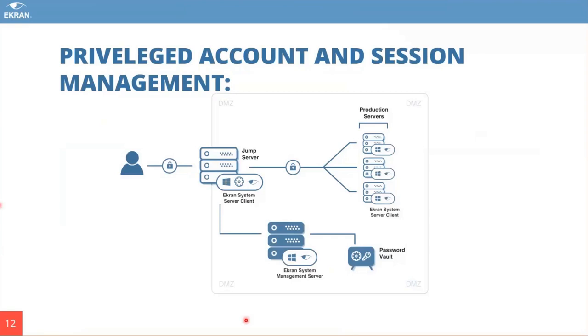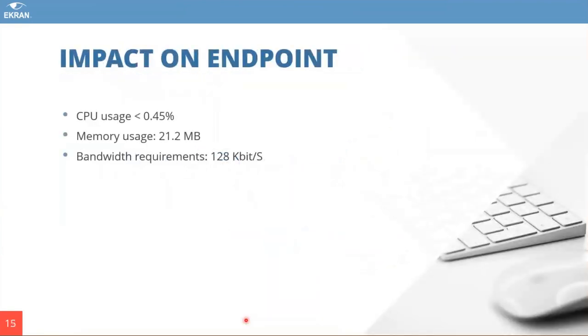Okay. Now about the impact on the endpoints. The agent is very light. We only consume CPU usage of 0.45% and the memory consumption is 21.2 MB, which means that users will never face any issues with respect to slowness, or they don't even notice that there is an agent running on the machine. We have customers who have deployed the solution for 1,500 devices, 1,200 devices, and we have never seen any issues with respect to device slowness.